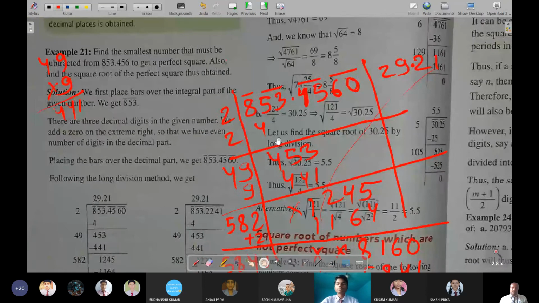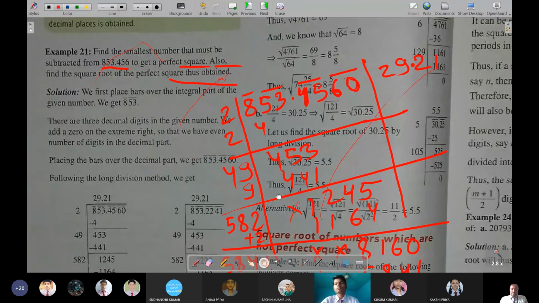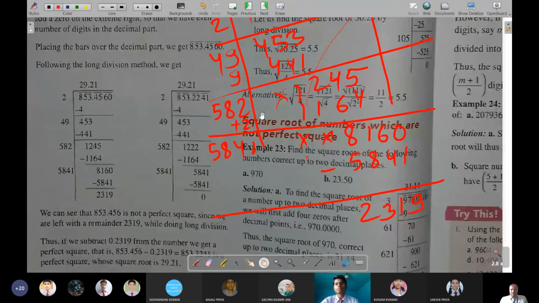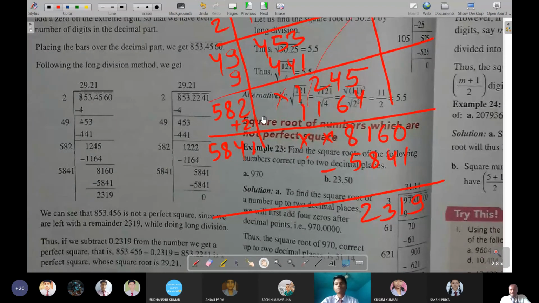So let's see what the question was saying. In the question it was saying, find the smallest number that must be subtracted from this to get a perfect square. Also, find the square root of the perfect square thus obtained. Now, when here it is said perfect square, as you can see here it has been done. As we had done up to 29.21, the same way it has been done, but it is coming in decimal. Here in 21 it is going exactly 5.